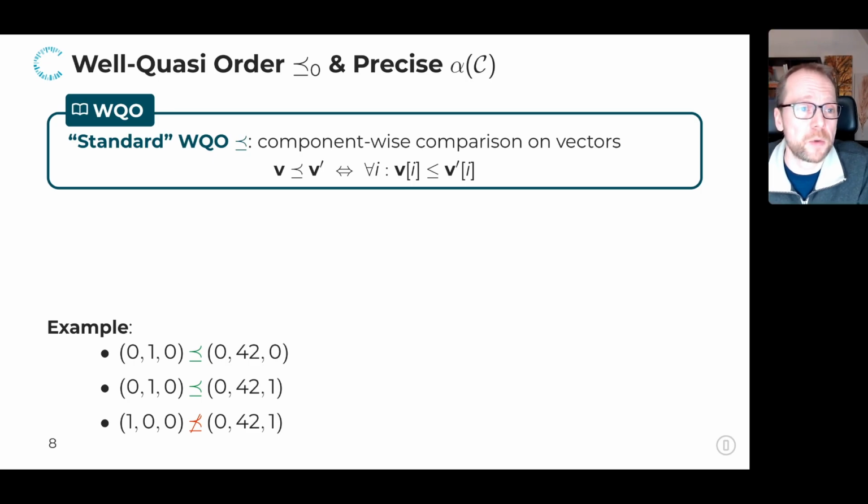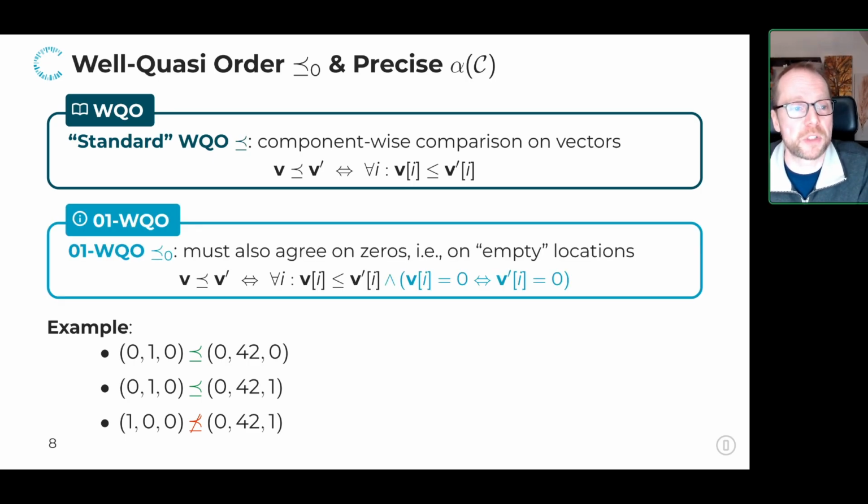Okay, so we refined that well-quasi order for our systems. For the 0, 1 abstraction, it turns out that this is an important well-quasi order, where in addition to what was necessary before, we require that the two vectors agree on the positions where we have zeros. So the empty locations where no process is need to be the same.